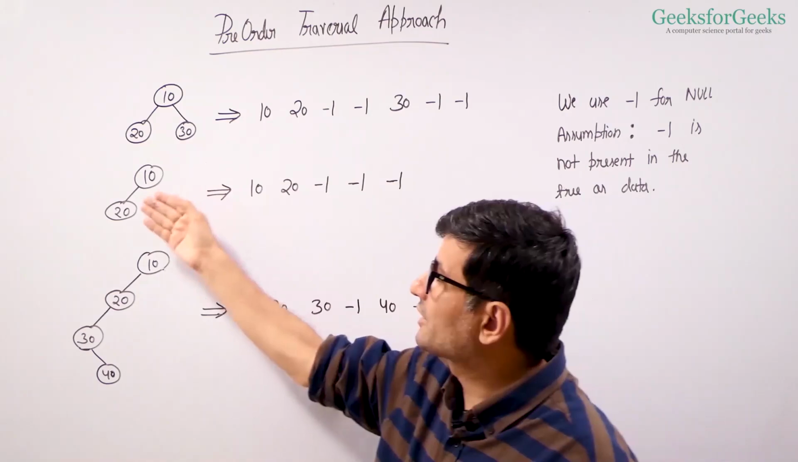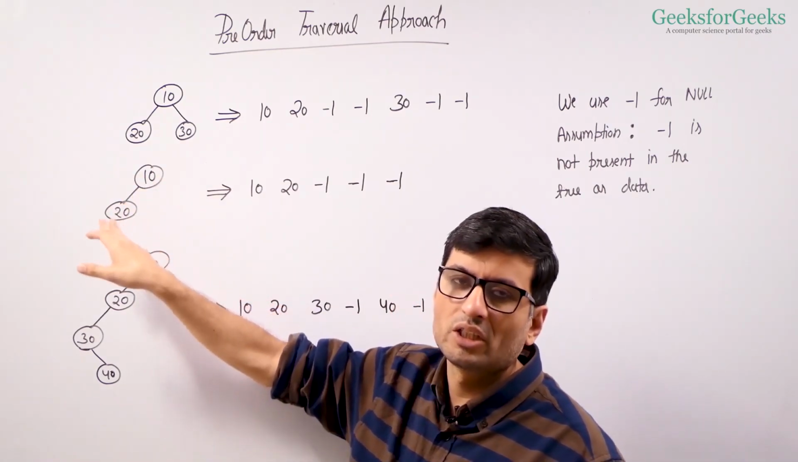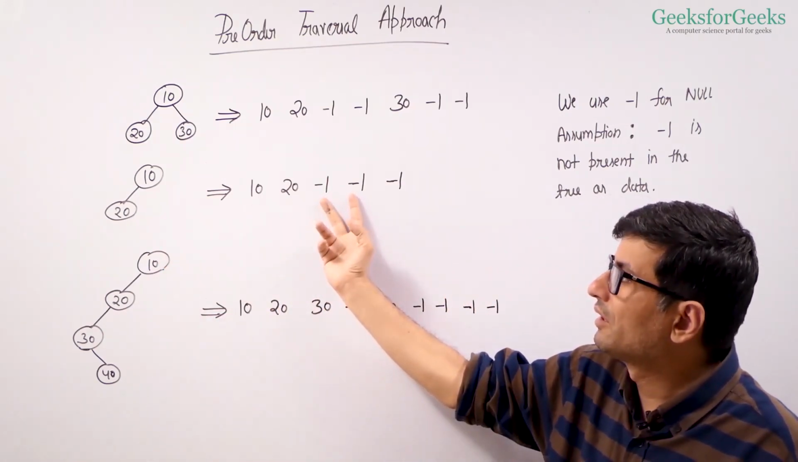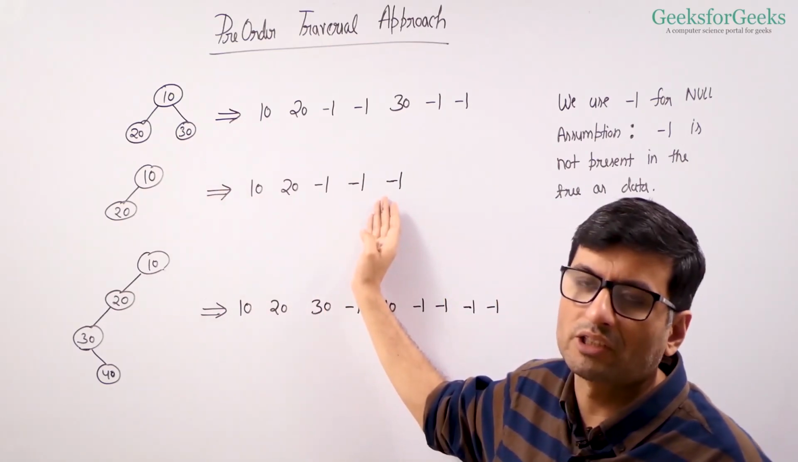Now talking about this example, we do pre-order traversal. We print 10, then we come to 20. 20's left and right are null, so we have -1 after it. And then we have 10's right also as null, so we'll have -1 for 10's right as well.